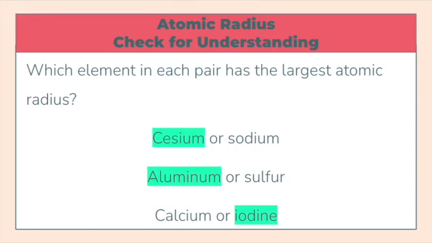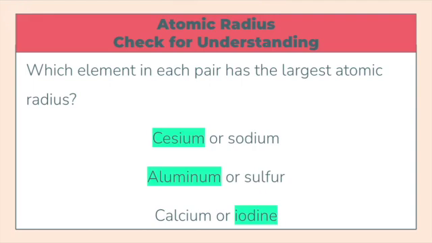Comparing aluminum and sulfur, they are both in the same period, so we are comparing the number of protons. Sulfur has 16 protons, aluminum has 13. So because sulfur has more protons, it has greater Coulombic attraction, which means that its electrons are pulled in closer than those of aluminum, making aluminum larger.